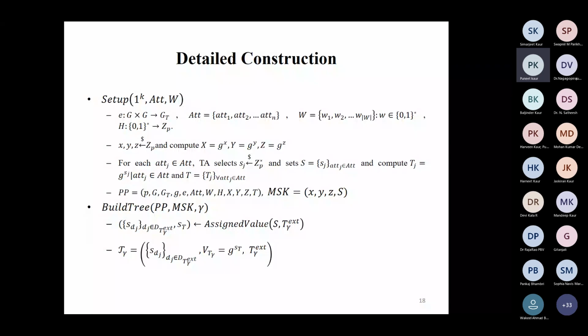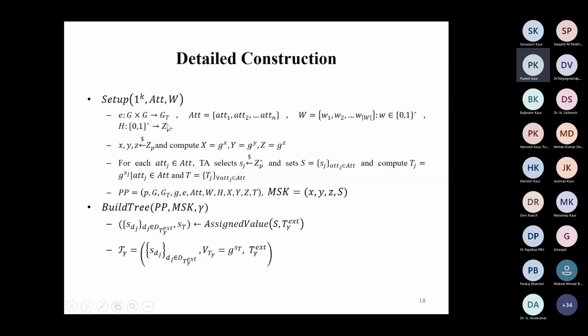So here we have used the bilinear map, and we have two cyclic groups and the target group, and we have the attribute universe and the keyword universe. We have assumed that each keyword is of binary type, and we have used one hashing function, which will take any binary string as input and generate one element from Z_p, which is a group of integers of prime order p, and the length of the prime is determined by the security parameter.